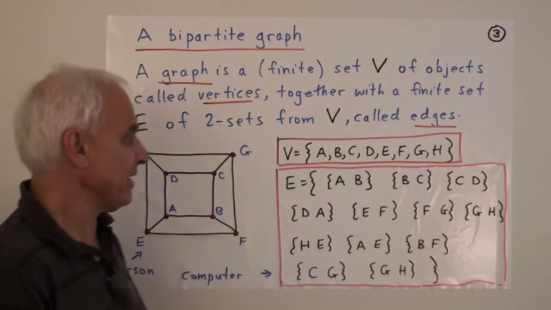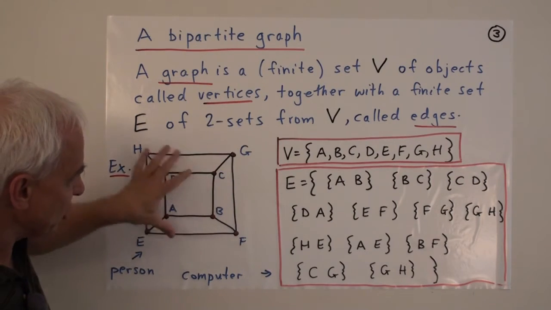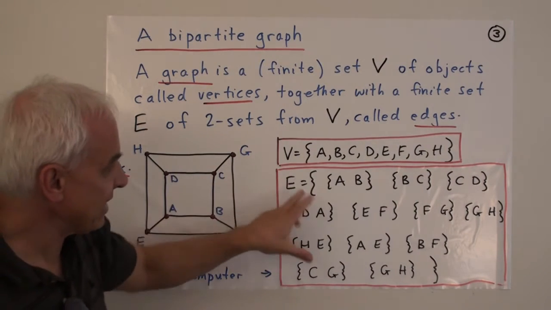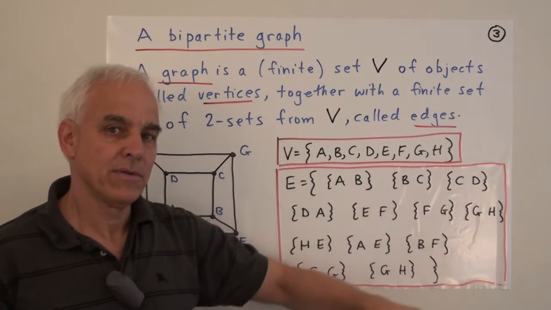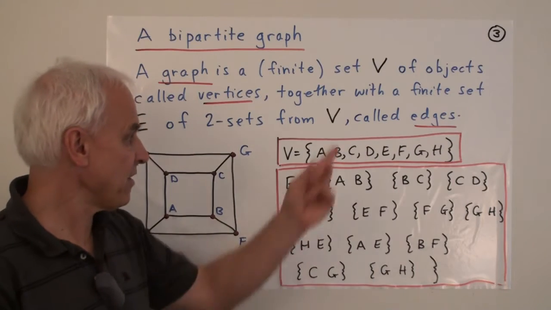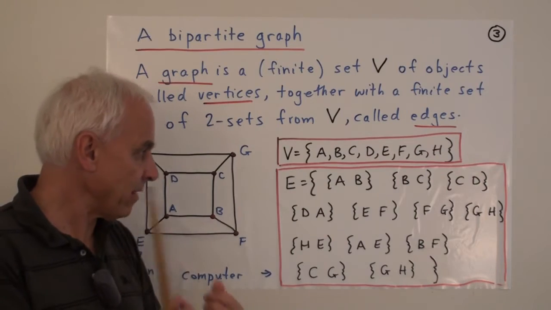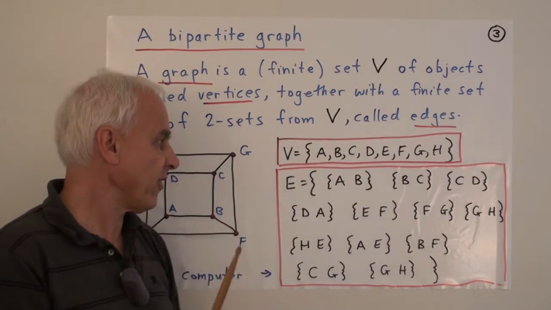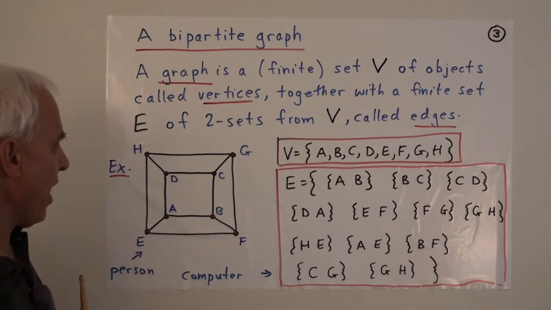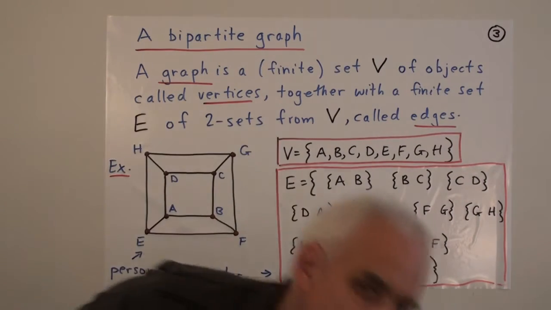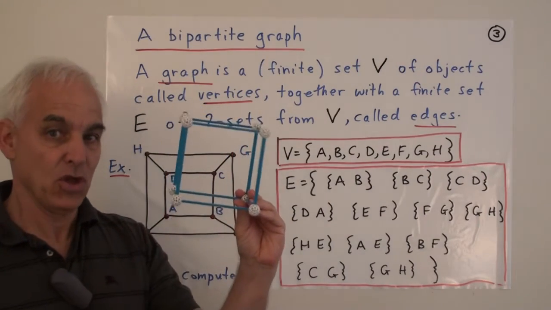But if you're happy with the letters as being our objects here, then this is our vertex set, and the edge structure is determined by this set E. And the elements of this set are themselves sets. There are two sets from V. That means that they're sets with two elements, whose elements are actually from this collection V. So this particular graph, which we recognize is really the graph of the vertices and edges of the cube.